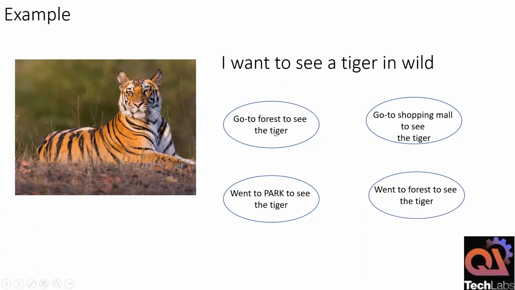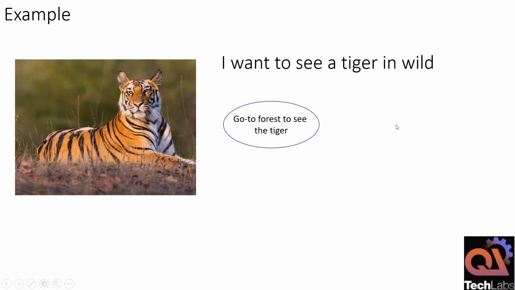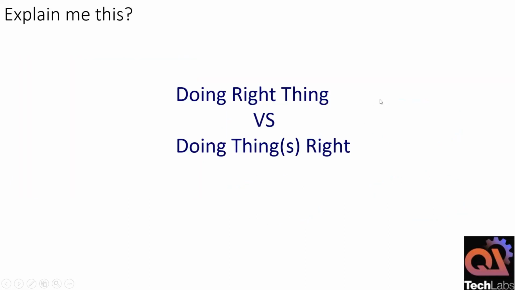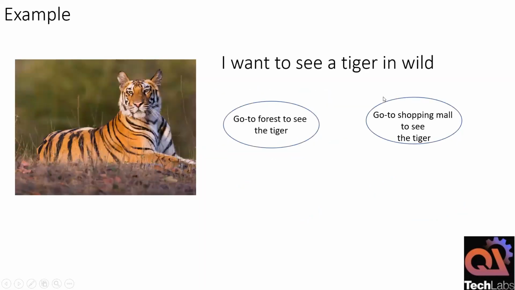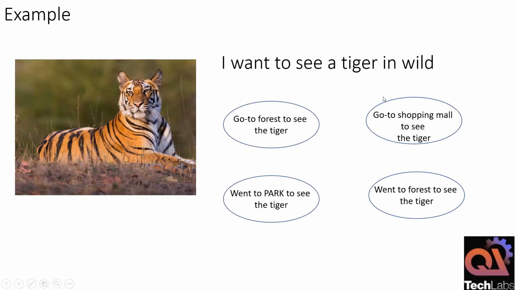You say, I go to the forest to see the tiger, and you went to the forest to see the tiger. The right thing, things right. Let's assume I want to see a tiger in the wild. You go to a shopping mall to see a tiger. That is what somebody will tell you and you believe it. The first step itself is wrong. The right thing itself is wrong. So your end result will be wrong. So you say, I go to the forest to see the tiger, and I go to the forest. That is what is required. You have to first find the right thing and do things right. Then only is the success given.